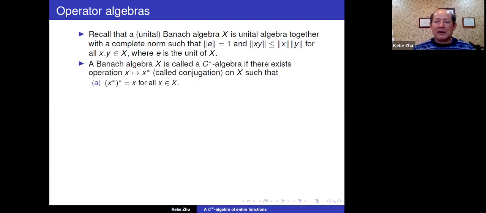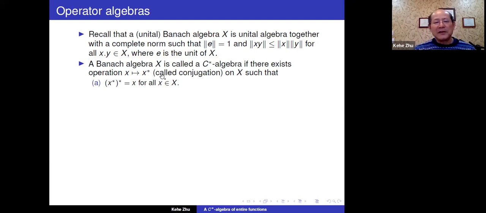After Banach algebras, you usually define star algebras. You say that X is a star algebra if it is already a Banach algebra, so there's a complete norm and a multiplication, and in addition there is a conjugation operation, usually denoted by x star. That is why such algebras are called star algebras, because there's a star operation.